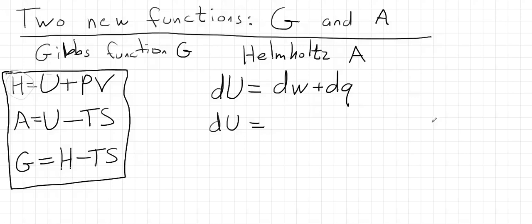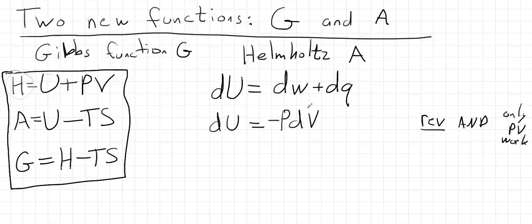If we're working reversibly, then we can replace work with negative PdV. And we actually have to say not just that we're working reversibly, but also that there's only PV work. We don't have any electrical work because we're just including expansion and contraction work here. So we have dq. Now dq is not a state function. It would be nice if we could get rid of this dq and replace it with something that's a state function.